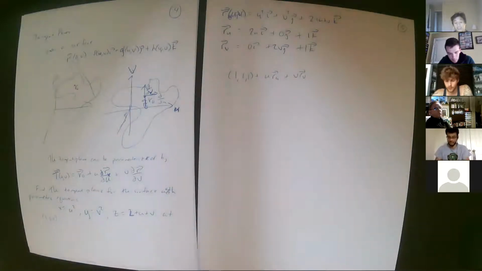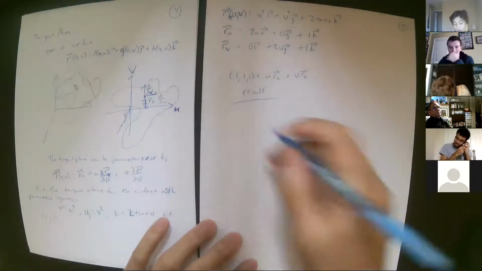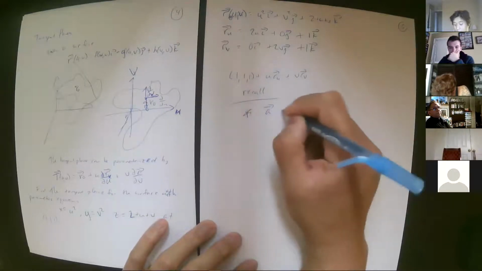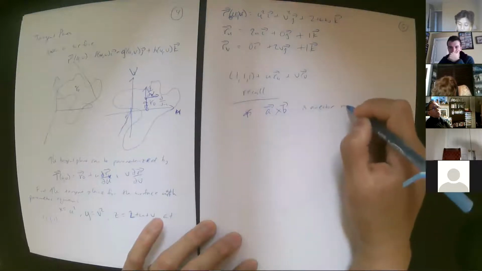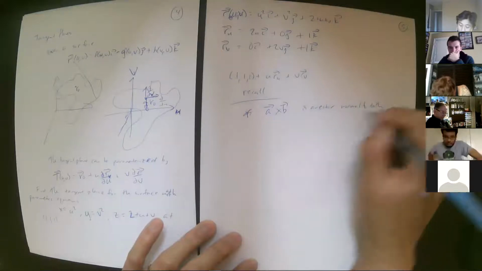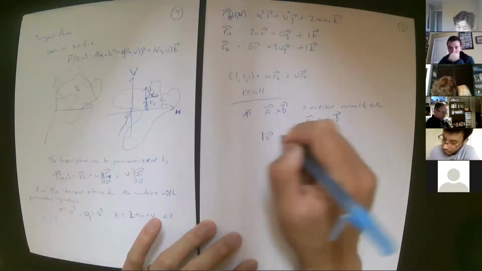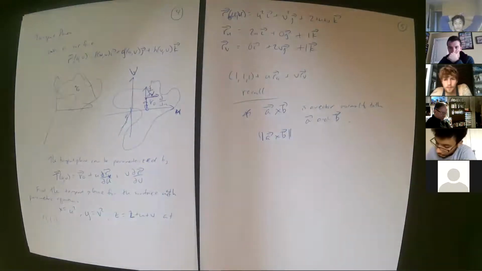So the reason I'm talking about that is because we want to talk about the cross product and surface area. So recall, A cross B is a vector normal to both A and B. What is the length of A cross B? The magnitude of the cross product.